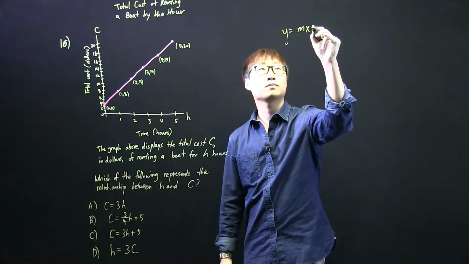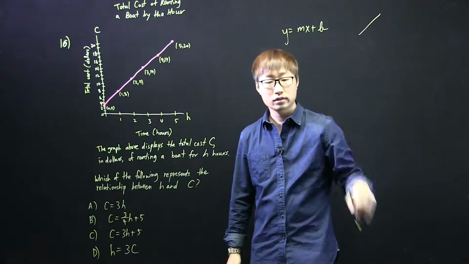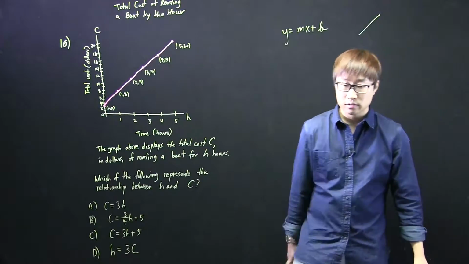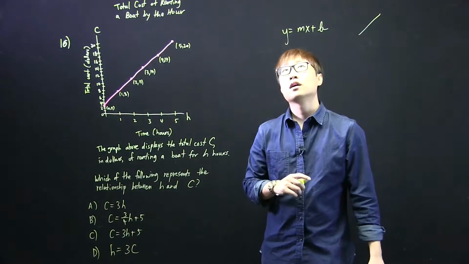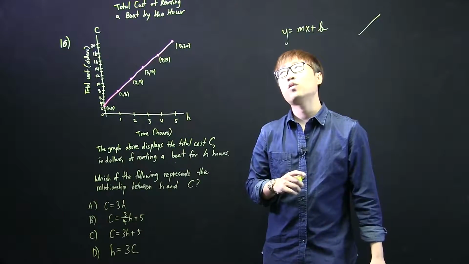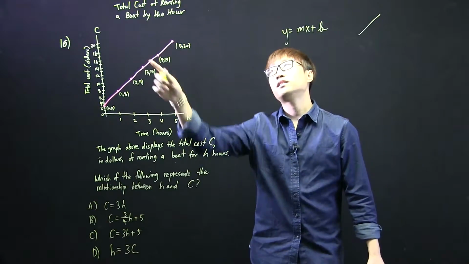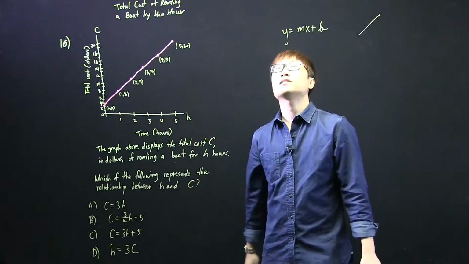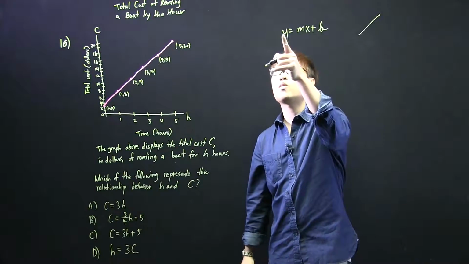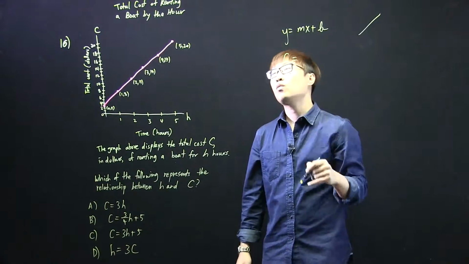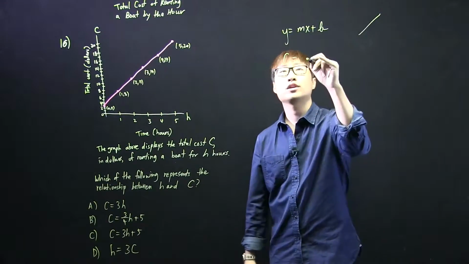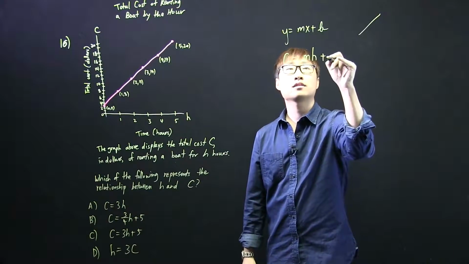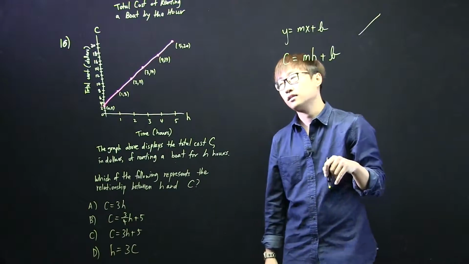Y is equal to mx plus b for drawing a line, right? Straight line. Well, that is a straight line, right? So it should look something like this, except we don't have the x and y here, but instead we got h and c. We have c in the place of y, so let's replace that y with c. And we have h in the place of x, so let's replace that x with h. So it should look something like this.